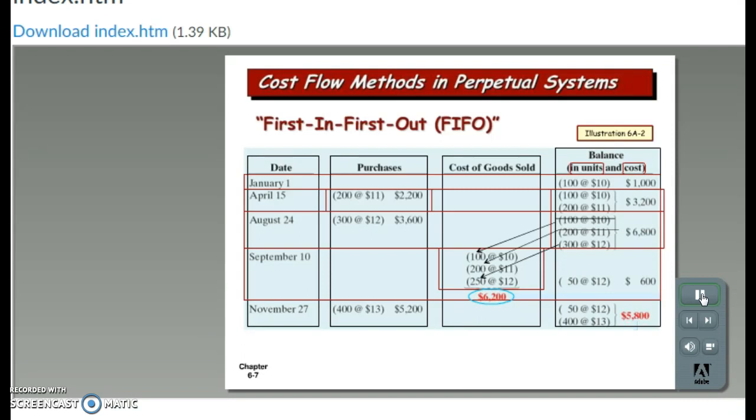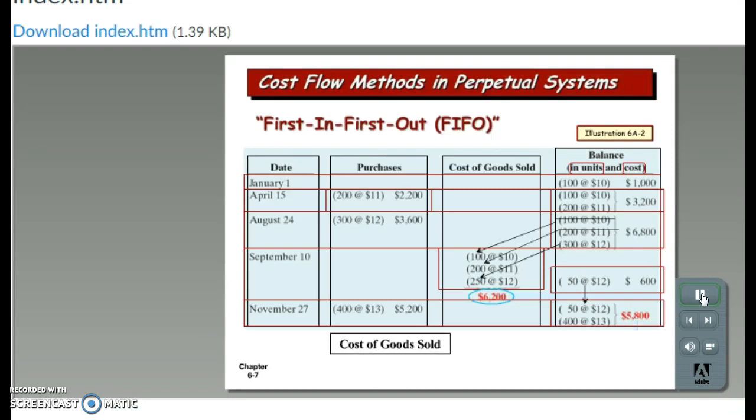The inventory balance on September 10th after the sale of the 550 units is 50 units at $12 each for a total cost of $600. The final transaction on November 27th is a purchase of 400 units at $13 each. The inventory balance after recording the November 27th purchase now consists of the 50 units at $12 each and 400 units at $13 each for a total of $5,800.